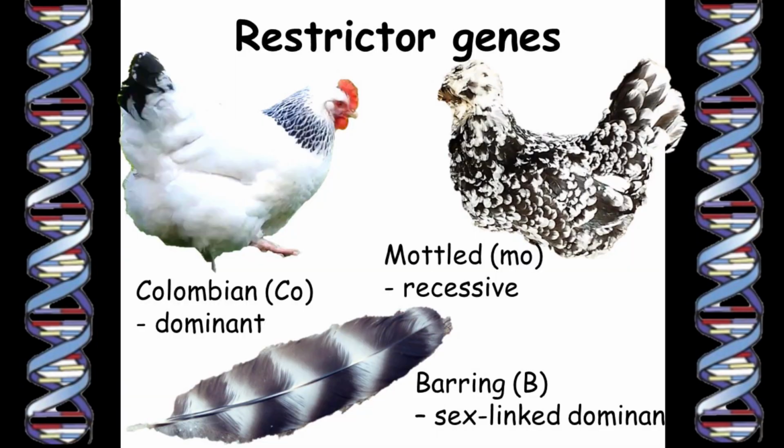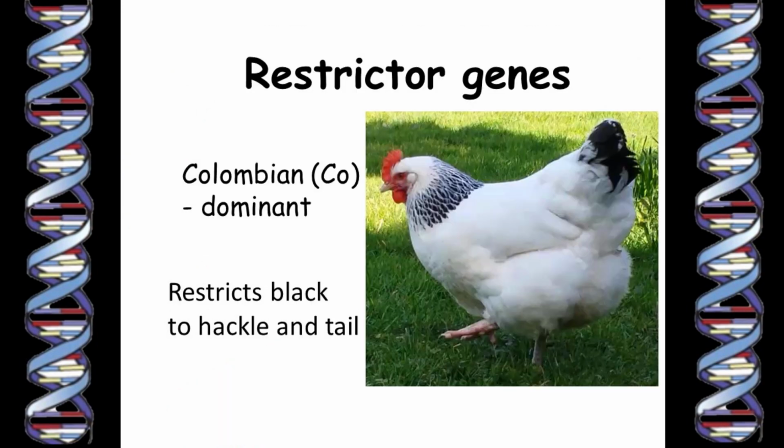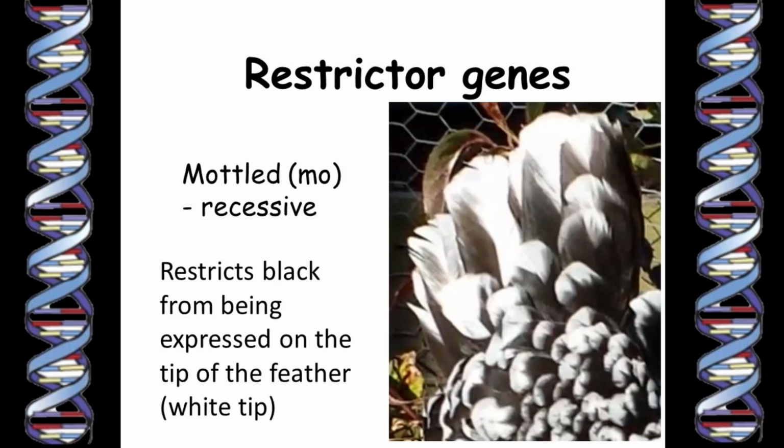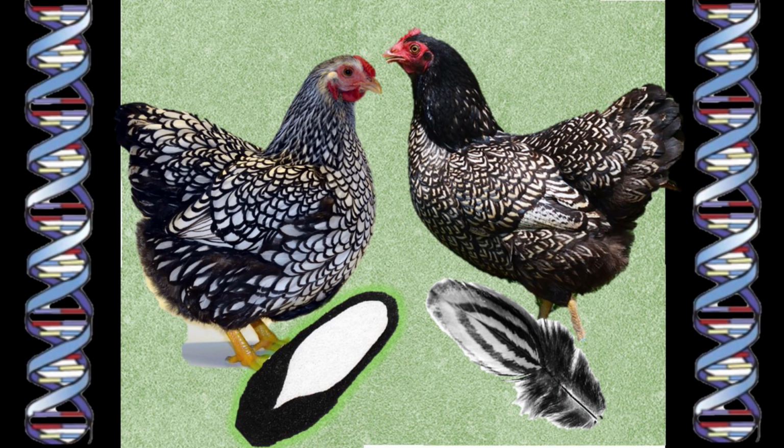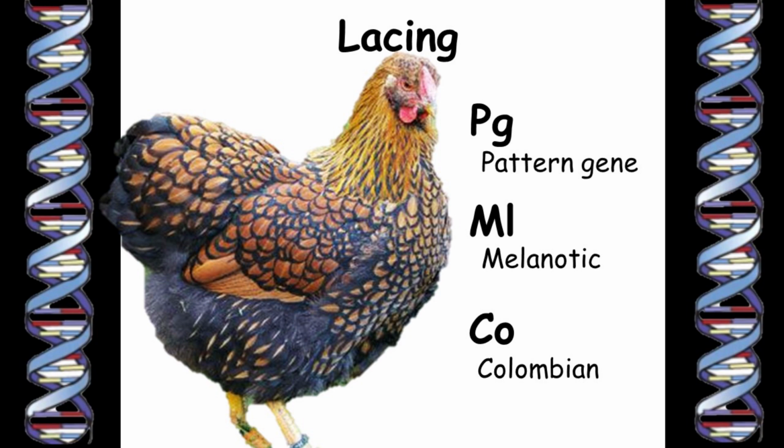Earlier we introduced some colour and pattern genes, including a couple of restrictor genes. You might remember how the Columbian gene CO restricts the expression of black eumelanin to only the hackle and tail feathers, and also how the mottled feather pattern is made by the recessive restrictor gene MO that creates a white tip on each otherwise black feather by restricting the black from being expressed on the tip of the feather. To see how lacing works, we need to look at a combination of three different genes, PG, ML and CO.